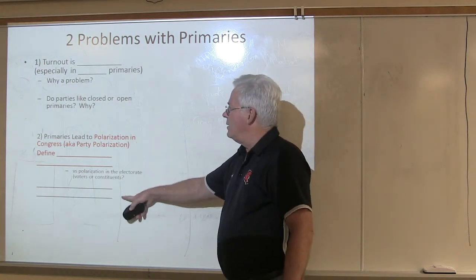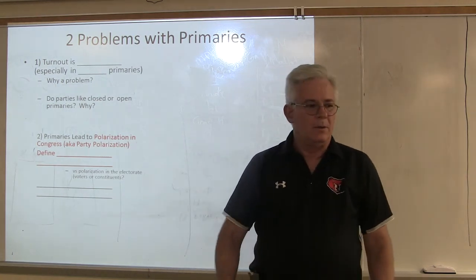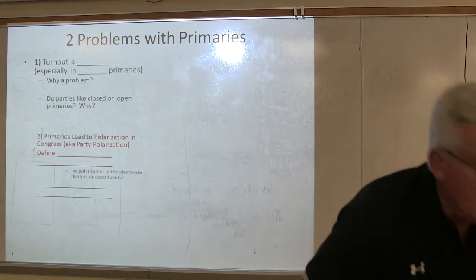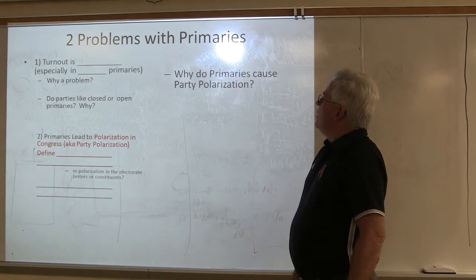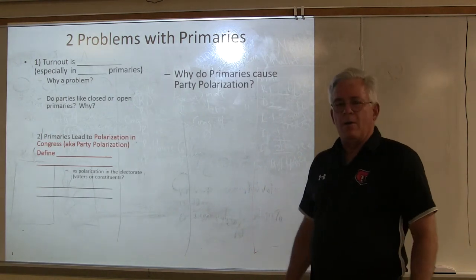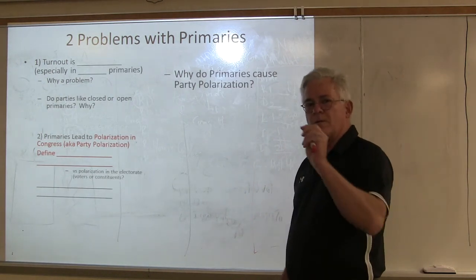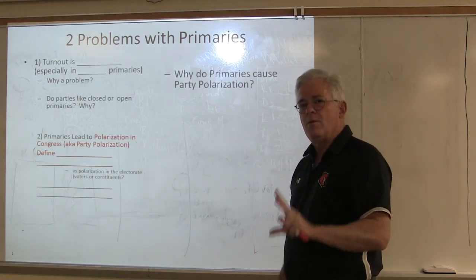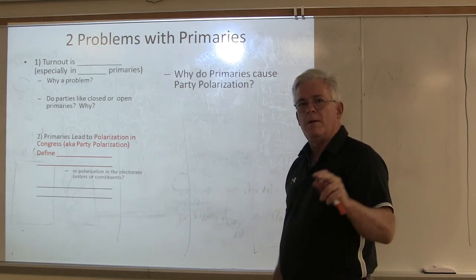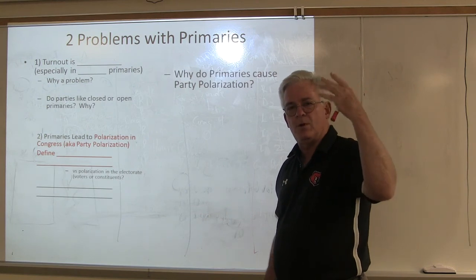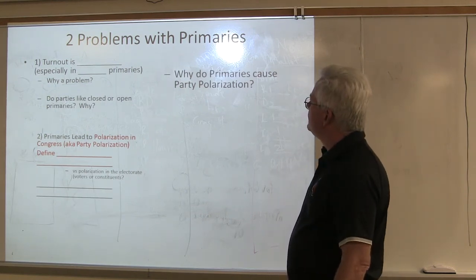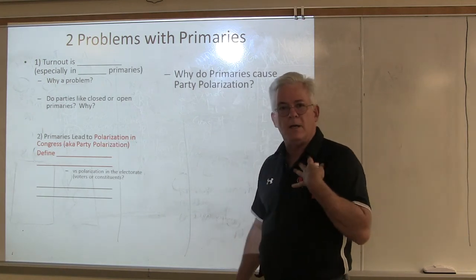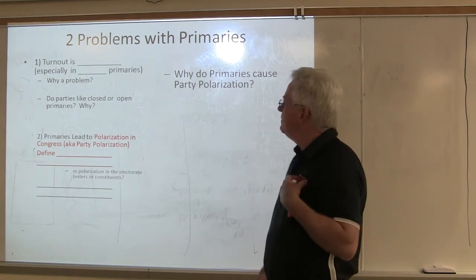Why does this happen? Why does this happen? All right, this is a very sophisticated point. Who votes in primaries? Remember, we talked about the Democratic coalition and the Republican coalition, right? Remember, Democratic coalition, young people, minorities, women. Republican coalition, look at me, old white guys, right?